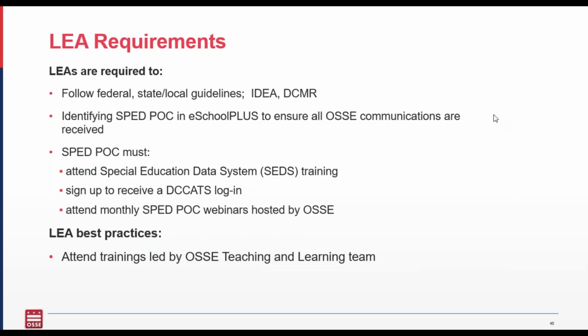So what are LEAs' requirements related to this? LEAs are required to follow federal, state, and local guidelines, IDEA, DCMR, and are required to identify a SPED POC in eSchool Plus, which Tiffany talked about earlier in the presentation. This is really important to ensure that all OSSE communications get to the correct person. The SPED POC must do 3 specific things: attend the monthly special education webinar, attend a SEDS training, and also sign up to receive a DC CATS login. Some best practices that we suggest are that LEAs participate in teaching and learning trainings throughout the school year.